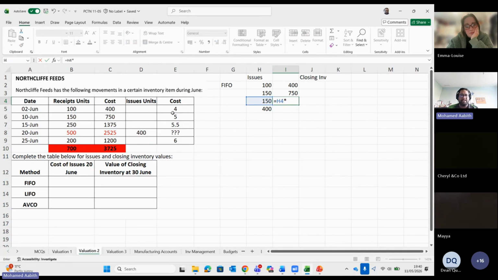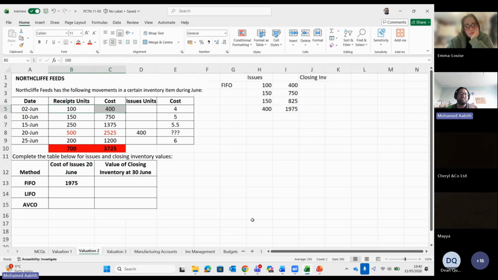So I'm going to multiply this by £5.50 because that's what each one of them cost, isn't it? So here I have all of that value of my inventory and total it. It comes to 1,975. So that is the value of the inventory when we issued it using the FIFO method. But what is the closing inventory I have? Do I have anything from this 100? That is gone. That 100 is finished.